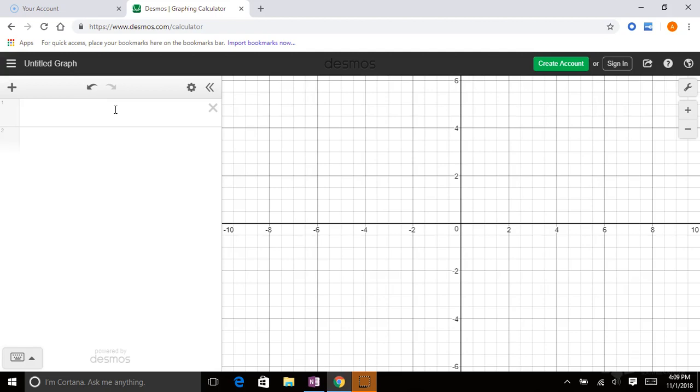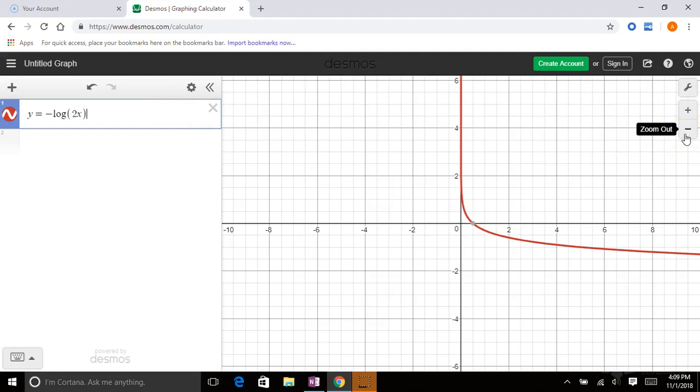The next one is y equals negative log of 2x. So there's your graph on that one. Again, you can zoom in and out with this and play with it on your graphing utility and then select the proper choice in the homework.